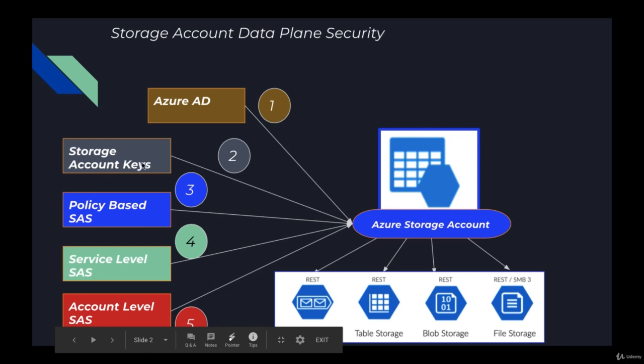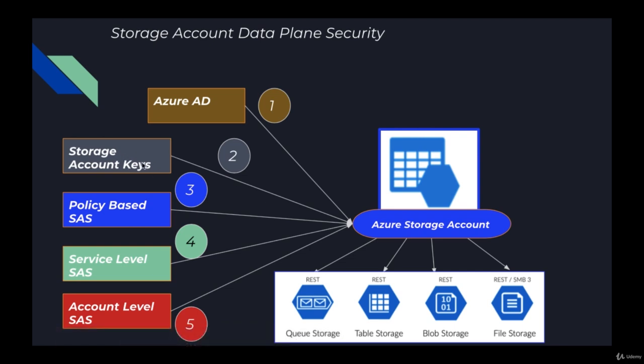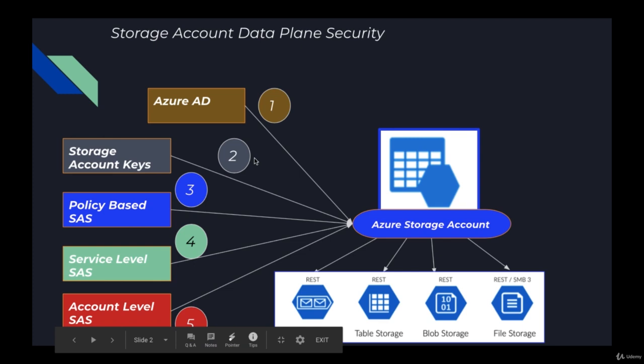The next method we have is the storage account keys. Remember, we discussed in the previous lectures that whenever we create a storage account, storage keys are automatically generated. Remember, we discussed the primary key and the secondary key. Those can be used to access data within the storage account.